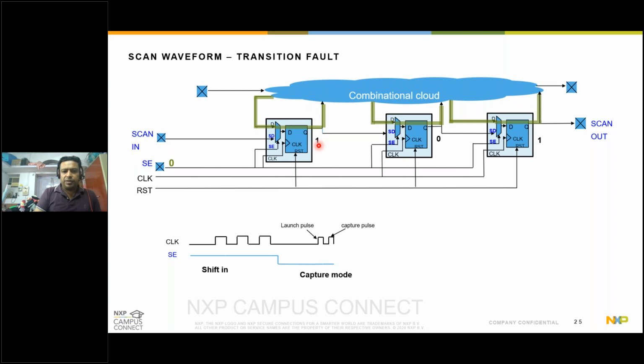Now what I will do, I will again go to my shift out mode, and I will shift out this captured pattern and compare it with the expected response. Now because of fault, since my capture pattern here may have a different value, I will come to know that there is a transition fault present in my design. So the main difference between a stuck at fault testing and a transition fault testing is that a transition fault testing will require two pulses during your capture mode, a launch pulse to generate a transition event, and a capture pulse to capture that transition event.